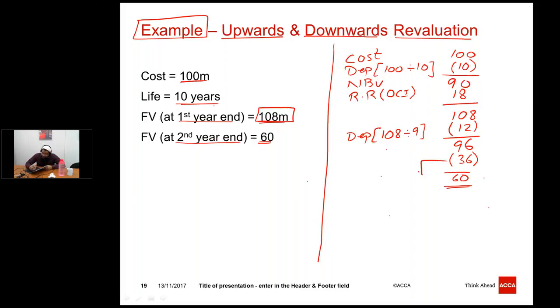Now, what will be the entry for 36? The property, plant and equipment will be credited by 36. First, we are going to reverse the revaluation reserve through OCI, and then the excess is going to be taken to P&L.